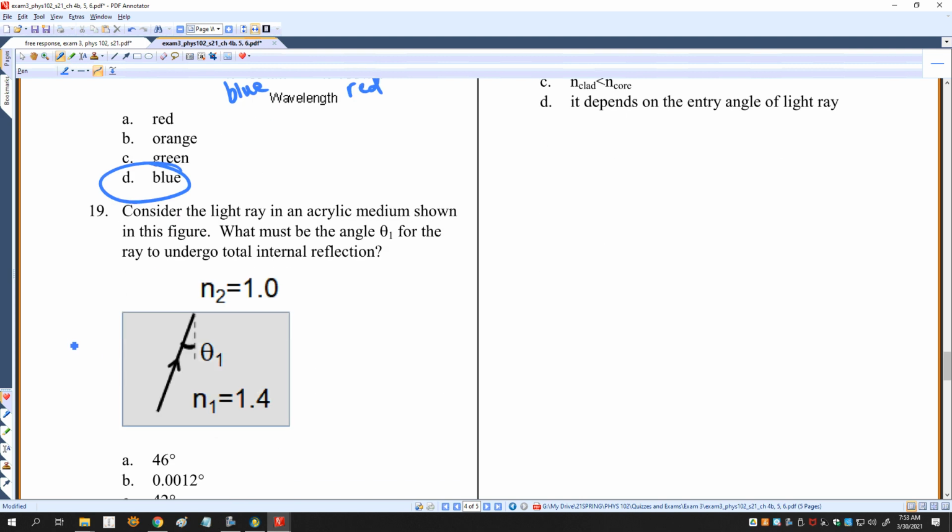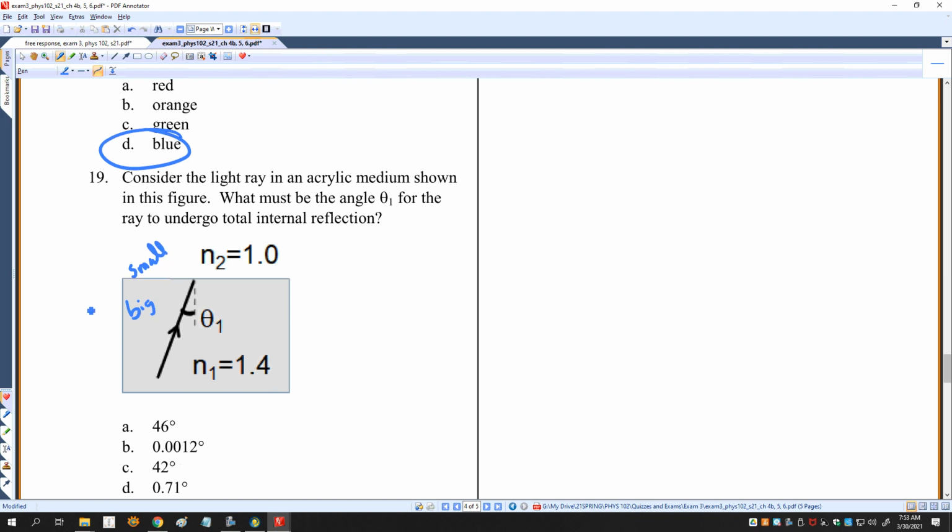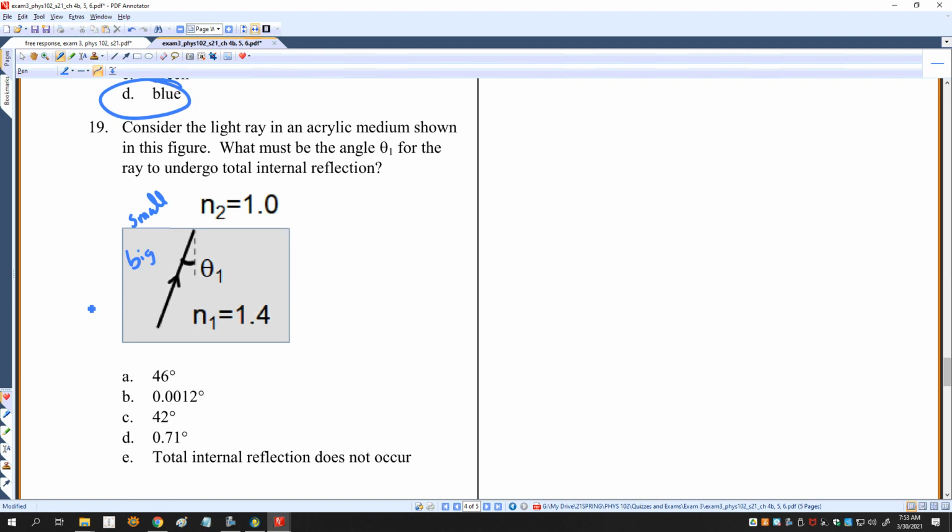All right. What must be the angle theta1 for the ray to go total internal reflection? Let's just make sure that we get total internal reflection. Since we're moving from a big index to a small index, then indeed we do get total internal reflection. In fact, this is like a fiber optic cable where I have a big index, glass or plastic, surrounded by air. And then I can solve for what must be the critical angle.